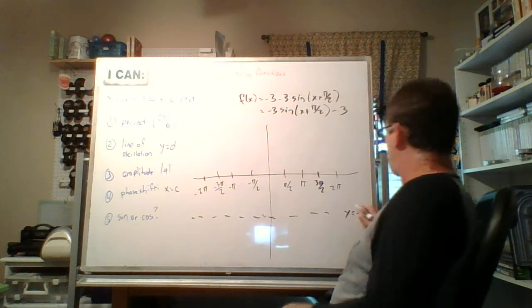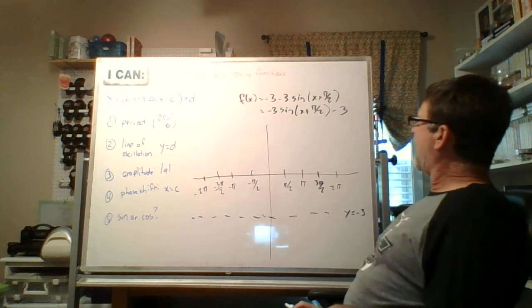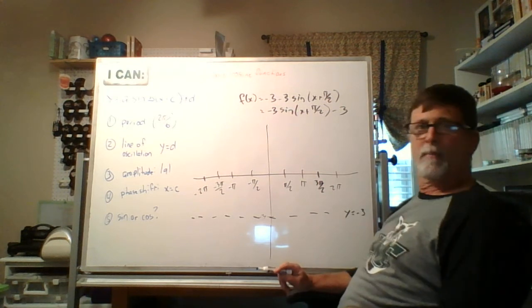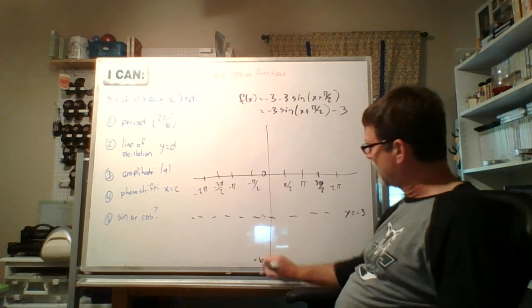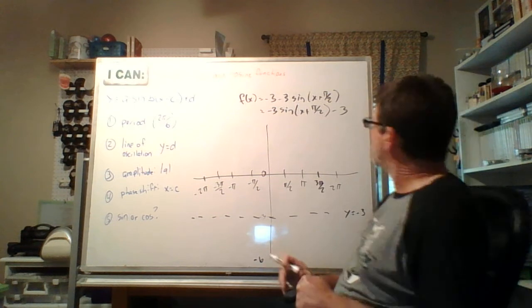Y equals -3 is going to be my line of oscillation. The amplitude is the absolute value of -3. My amplitude is 3. That means I'm going to go up to 0 and I'm going to go down to -6.